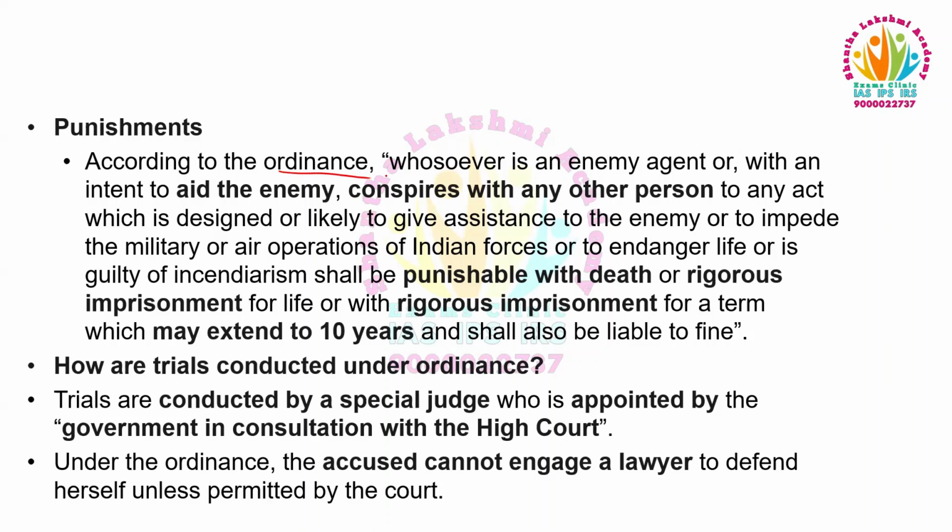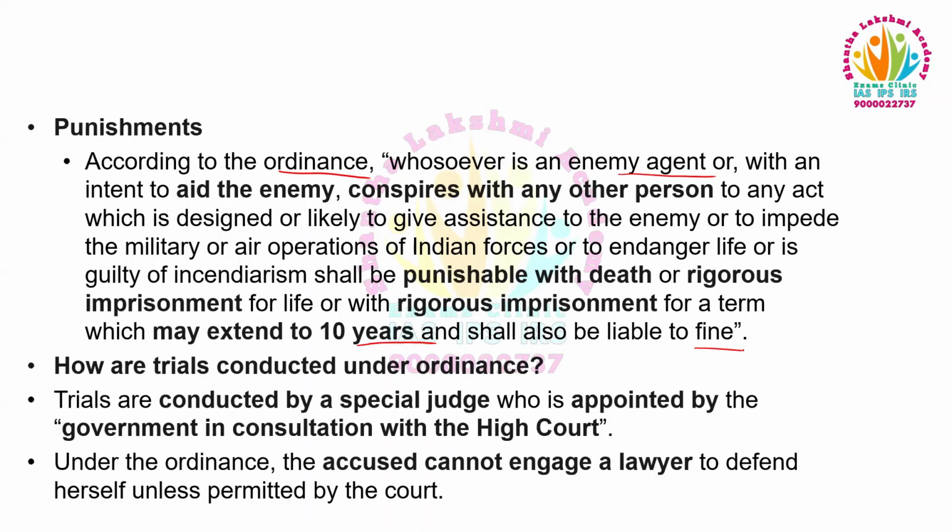Punishments. According to the ordinance, whosoever is an enemy agent or with an intent to aid the enemy conspires with any other person to do any act which is designed or likely to give assistance to the enemy or to impede the military or air operations of Indian forces or to endanger the life or is guilty of incendiarism shall be punishable with death or rigorous imprisonment for life or with rigorous imprisonment for a term which may extend to 10 years and shall also be liable to fine.